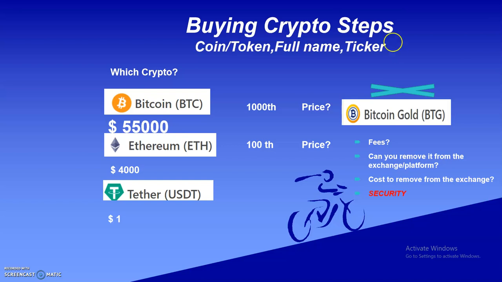Firstly, we will have the name of the crypto. In this case, we're looking at Bitcoin. We've got Bitcoin. And then there is generally a ticker or a reference symbol or digits that is a short form for the crypto. In this case, Bitcoin will be BTC.